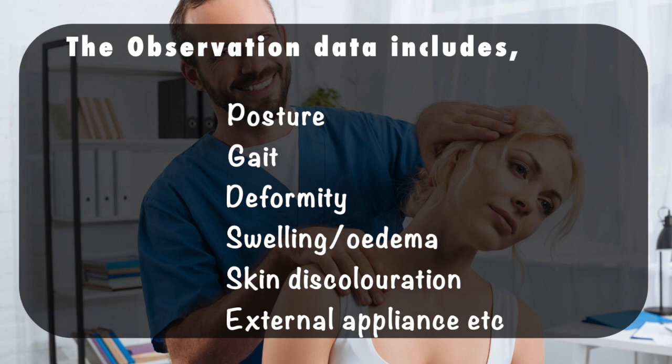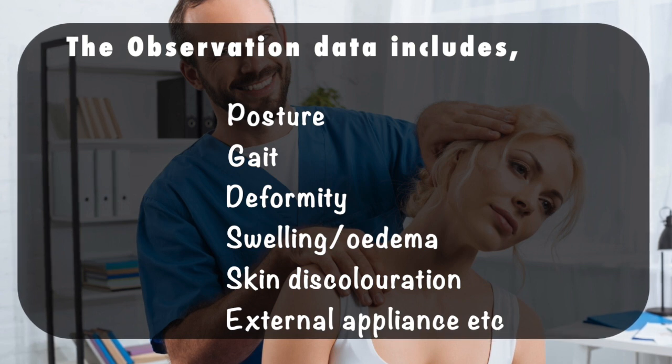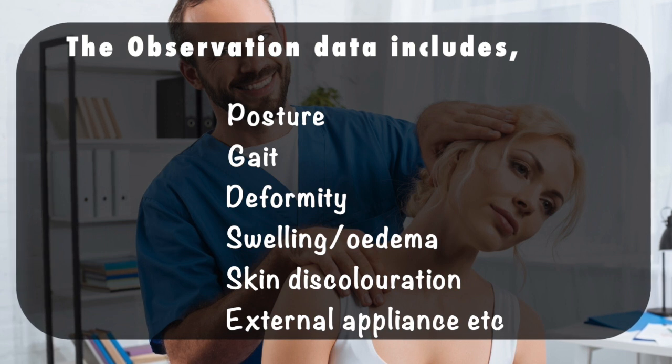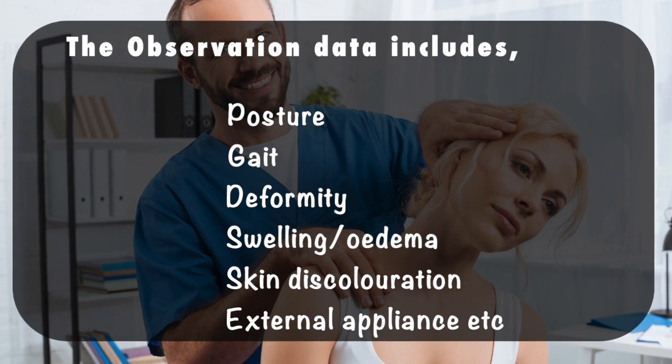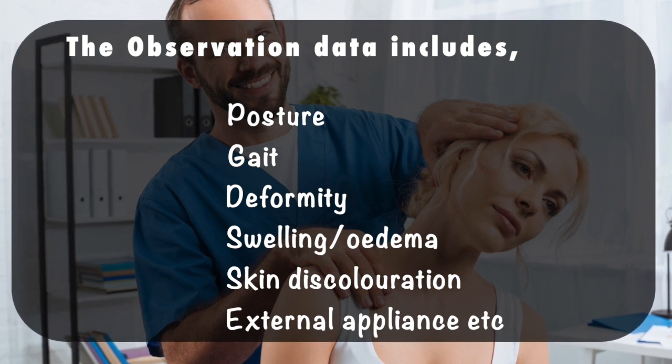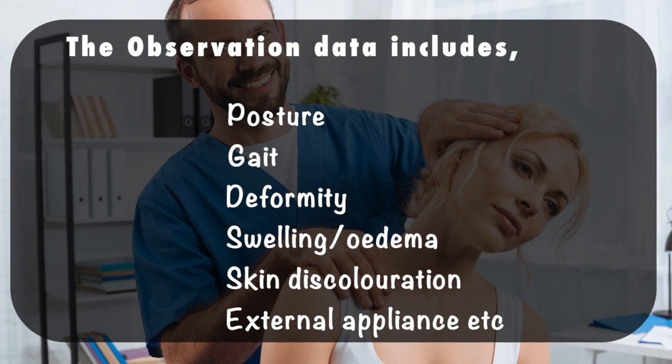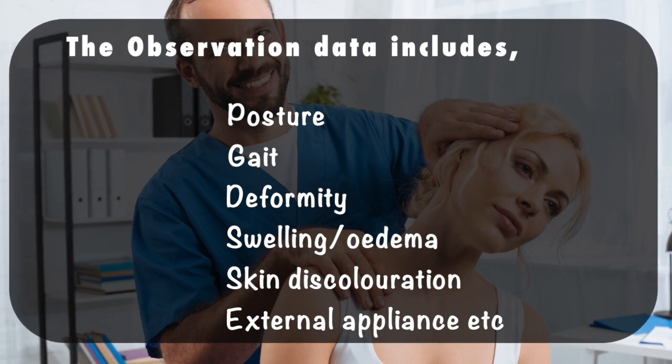In assessment part, observation is the looking or the inspection phase. The main purpose of the observation is to gain information on any defects or deformity which is visible. It mainly includes observation of posture of the patient or an attitude of the limb. It should be done in normal standing position. Then the observation of gait of the patient, that is how the patient is walking.